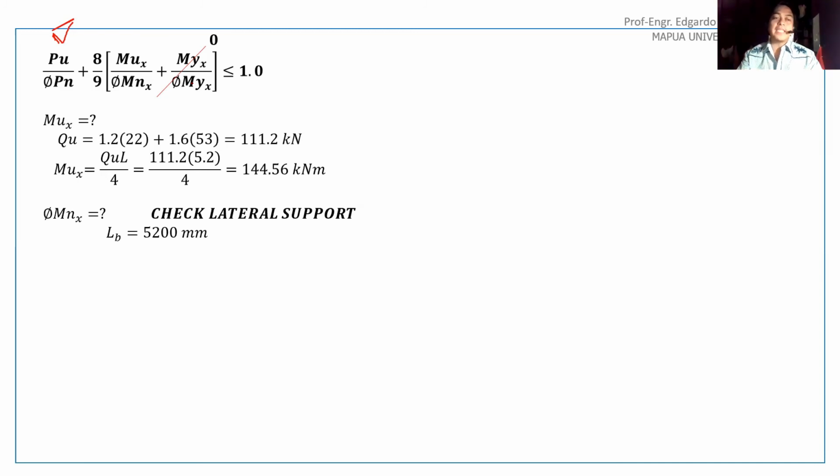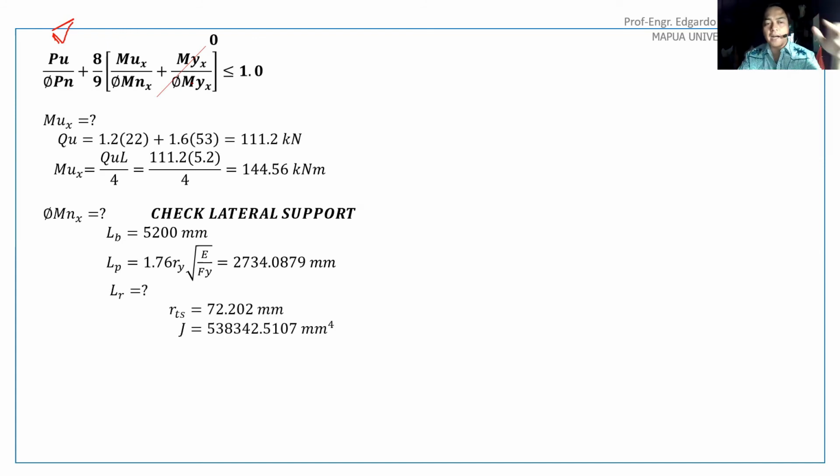Then we compare this L sub B with the L sub P tsaka sa L sub R, if you could still remember, no? So yung L sub P, yan yung 1.76 Ry square root of E over Fy. So we got 2.7 meters. Ibig sabihin yung LB natin, 5.2, mas mahaba siya kaysa dun sa LP. So ibig sabihin nun, hindi na siya laterally supported. So pwede siya maging partial, pwede rin siyang unsupported. So we have to check the L sub R limit.